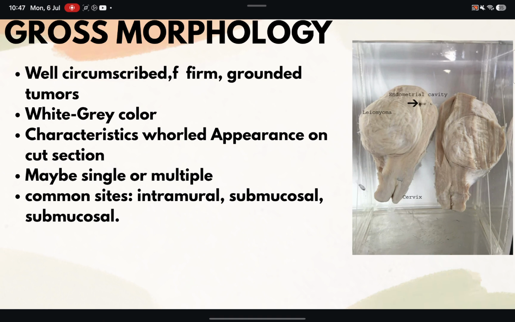Grossly, it presents as a well circumscribed, firm, rounded tumor which is white-grey in color, and shows a characteristic whorled appearance on cut section. They may be single or multiple. Common sites are intramural, submucosal and subserosal. Intramural means within the muscle wall, submucosal is beneath the endometrium, and subserosal is beneath the serosa.